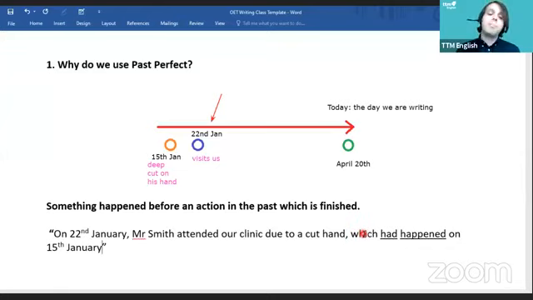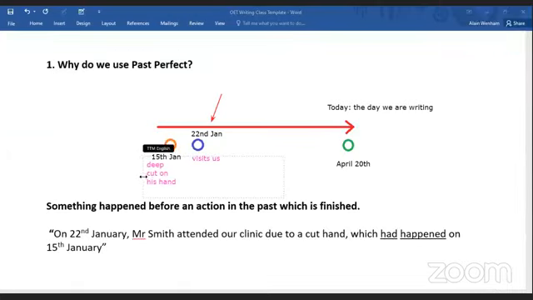Does anyone have any questions about the basic logic of this now? I'm writing here, okay? But I'm telling you about this day here. But on that day, he didn't cut his hand. It was on this day here. Any questions about that before we move on to more complicated things?